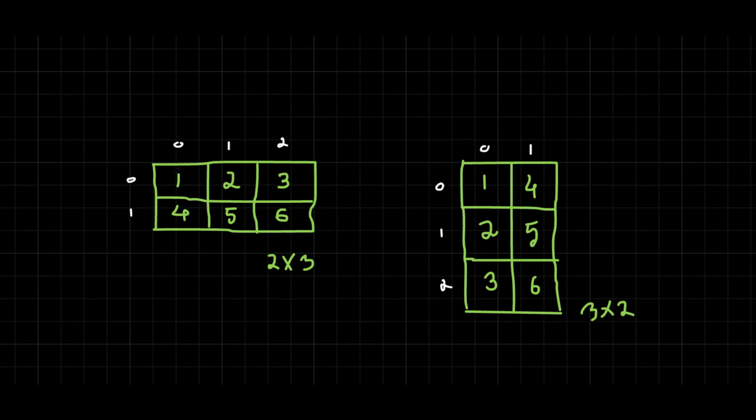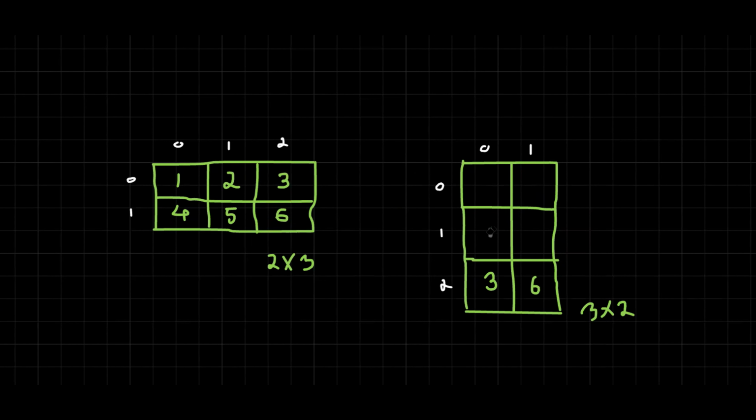Now, the first row is 1, 2, 3. And it will become the first column here, which is 1, 2, 3. Now the second row of the matrix is 4, 5, 6. And it will become the second column here, which is 4, 5, 6. So this is the transpose version of the input array or input 2D grid. Now let's see how can we solve this problem.